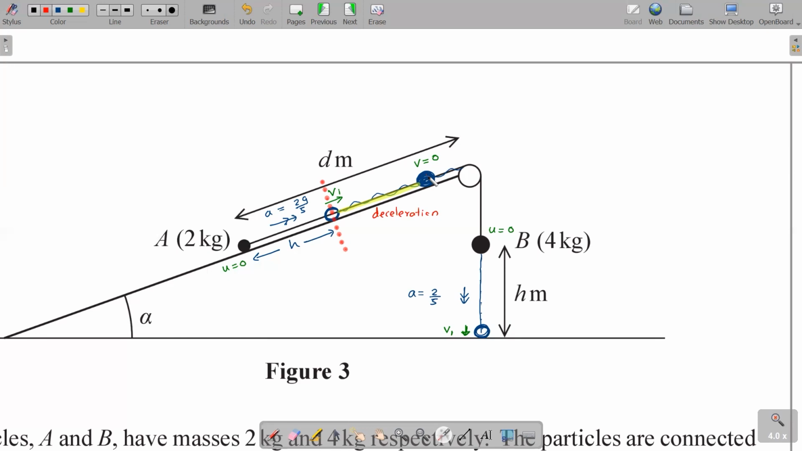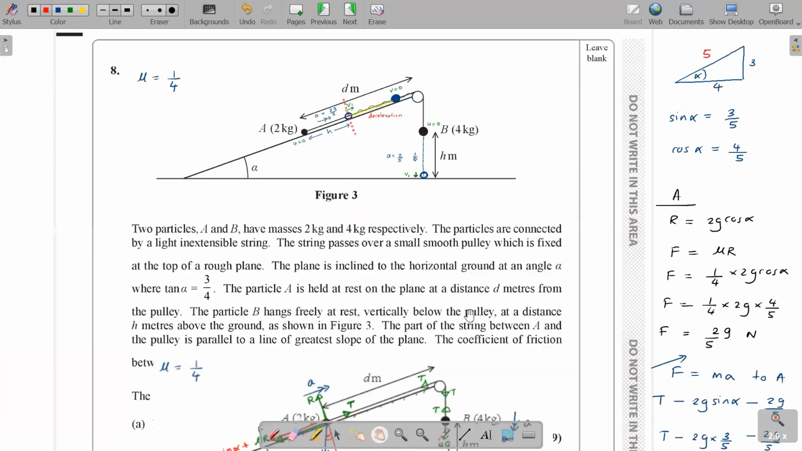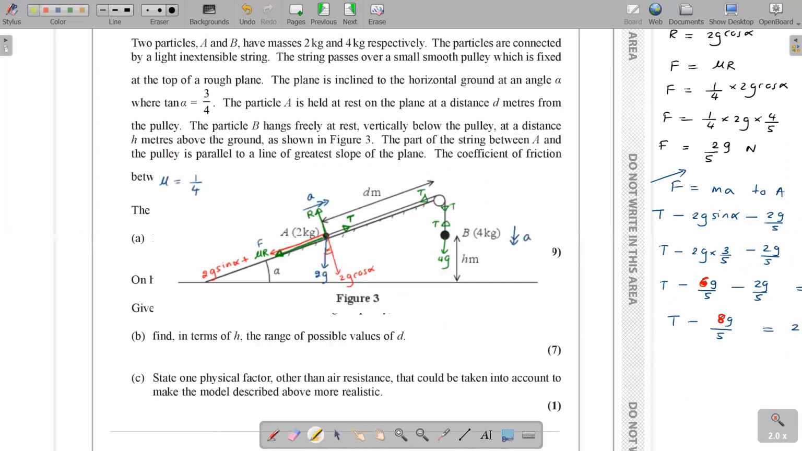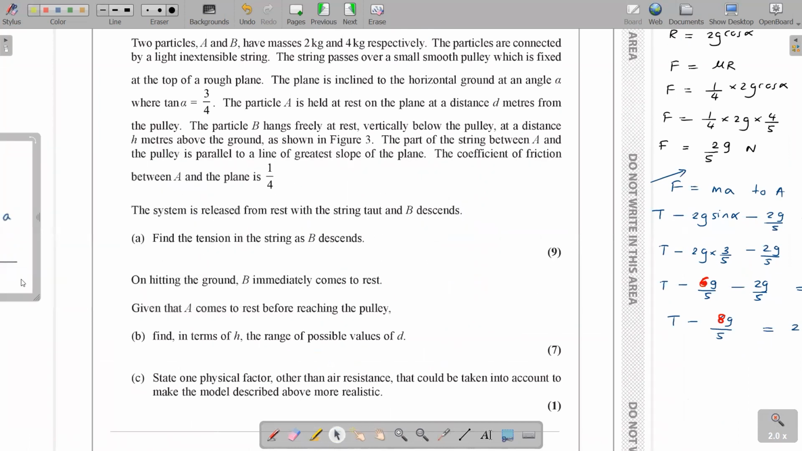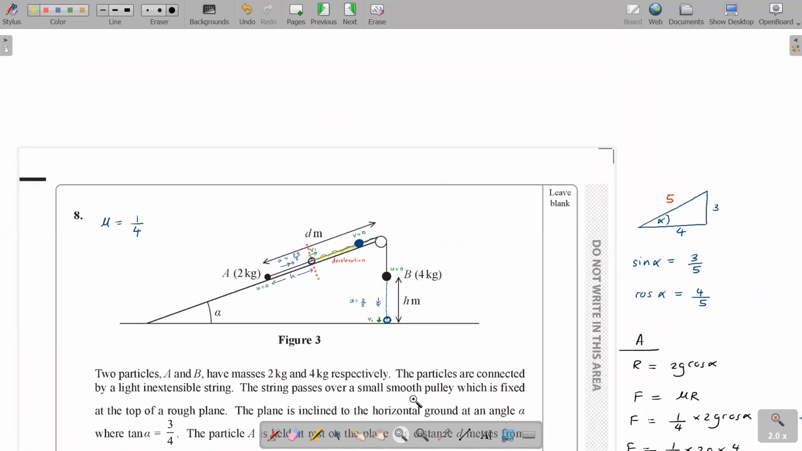Okay, so then they're asking you to find the range of possible values of D, right? They're asking you to find, in terms of which, the range of possible values of D.